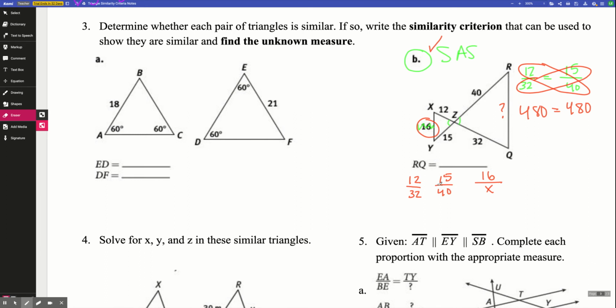So you have to pair one of these fractions that you know with this fraction here with a part that you don't know. So just because these two, the 15 over 40 and the 16 over x, are right next to each other, right? So that's my x value. I'm trying to find RQ right there. I'm going to use the cross multiplication method.